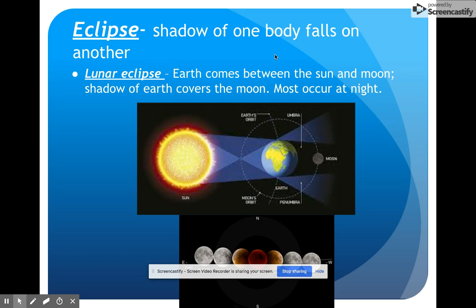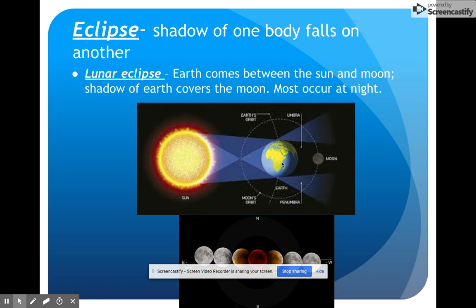An eclipse is when the shadow of one body falls on another. A lunar eclipse is when Earth comes between the sun and the moon, and the shadow of Earth covers the moon. Therefore, it's called a lunar eclipse. This occurs at night. Now, for a full lunar eclipse, again, the Earth is between the sun and the moon as the moon goes around. Since the Earth is so much larger, it will cover the whole face of the moon.